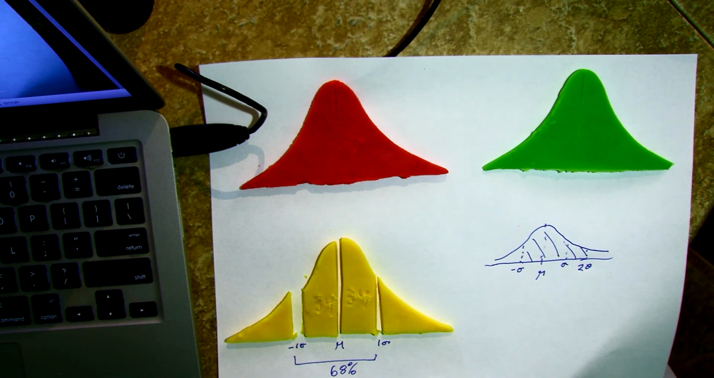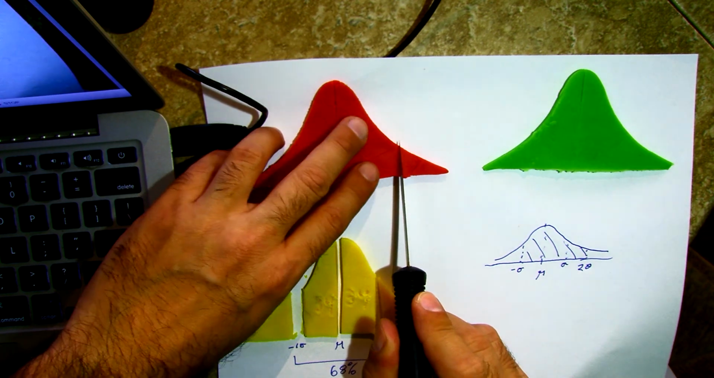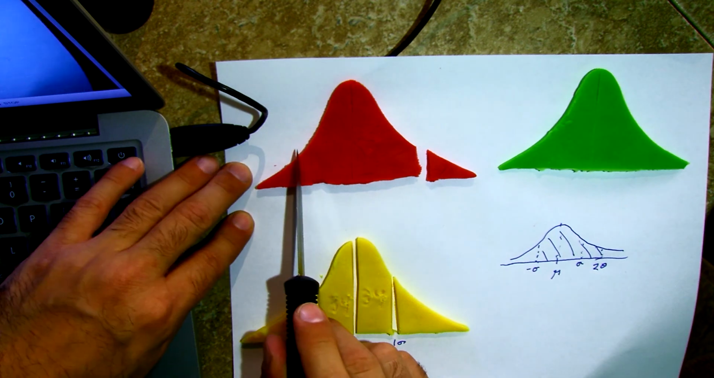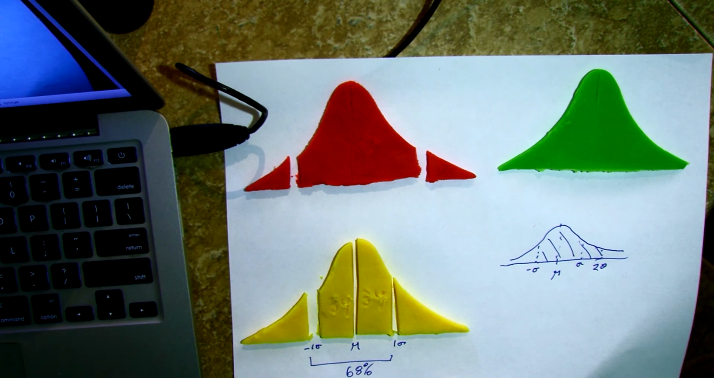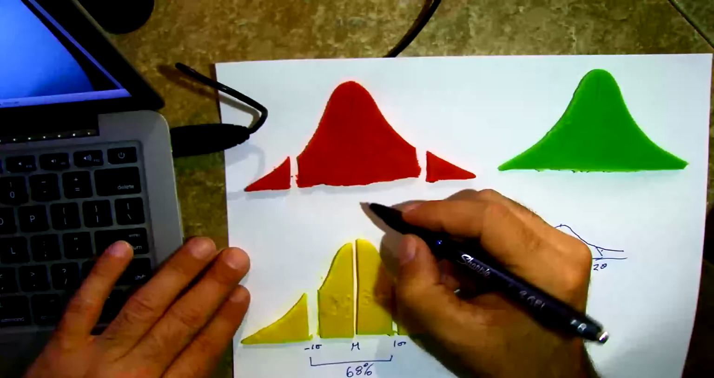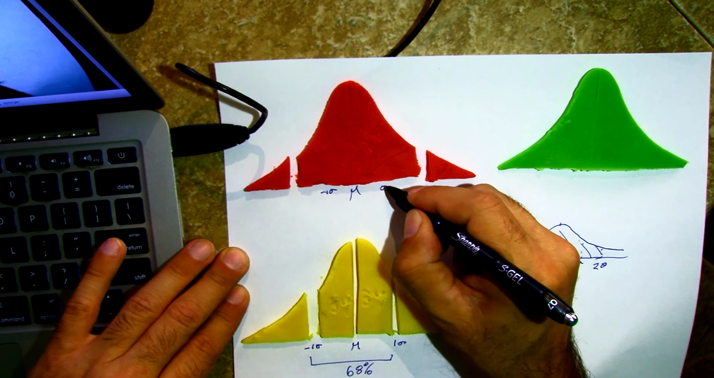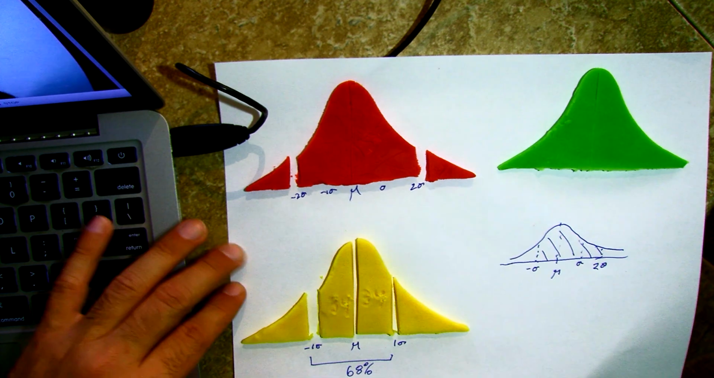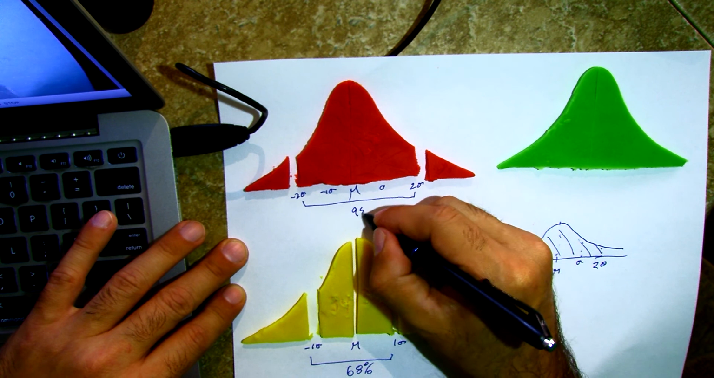But what I can do here is go ahead and make one that is 2 standard deviations. Let's do that in red. So I cut up the red like this. And let's say this is mu. Here's negative 1 standard deviation. Here's 1 standard deviation. Here's 2 standard deviations. Here's negative 2 standard deviations. Easy for me to say. All right, we know that's 95%.